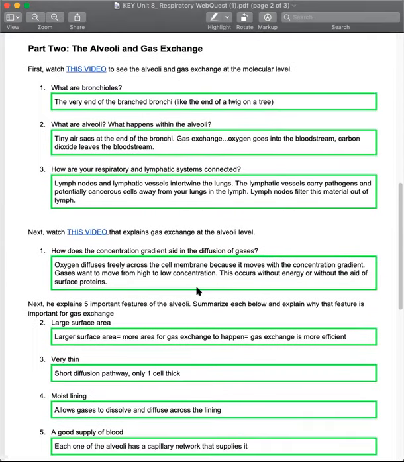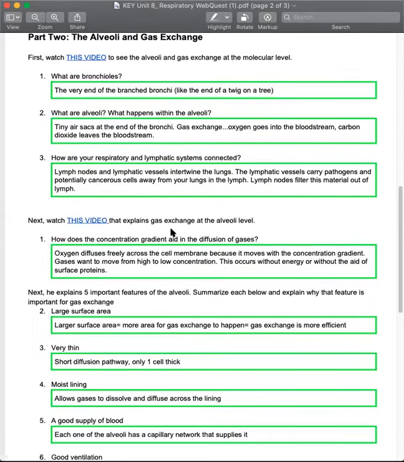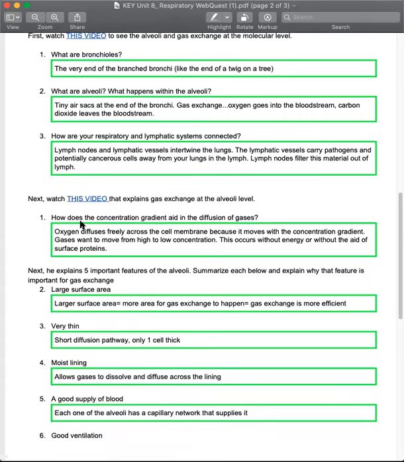Okay. The concentration gradients that they talked about in the Edpuzzle video and here are pretty important. So we'll talk more about that in the Zoom today, but how does the concentration gradient aid in the diffusion of gases? Everything travels naturally from a high concentration to a low concentration, whether it's fluid or gases or particles or whatever. So oxygen diffuses across the membrane from a high concentration to a low concentration.